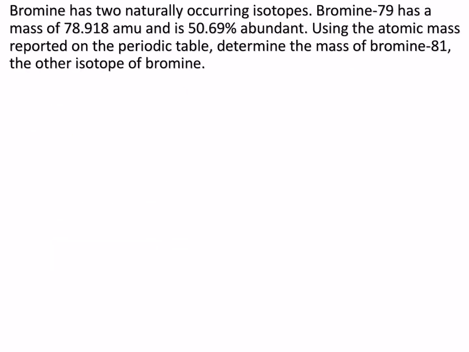Now, if we have this situation, because remember that's the basic form of the equation, and you can ask anything out of that equation. So here we have bromine 79, and what we got there is that bromine 79 is 50.69% abundant, which you take to 0.5069, and then the mass for this is 78.918.